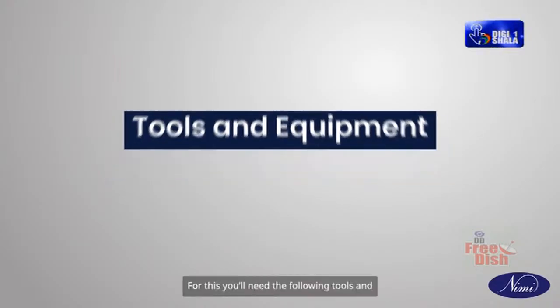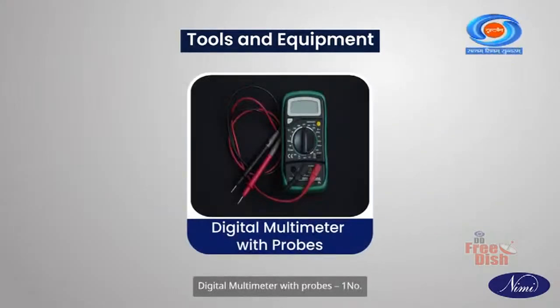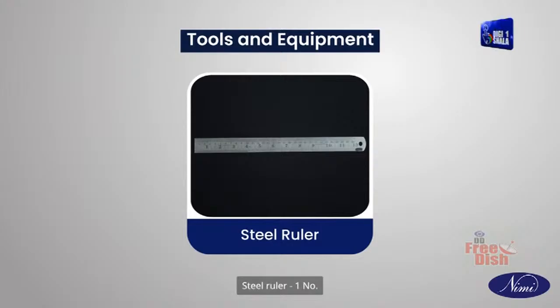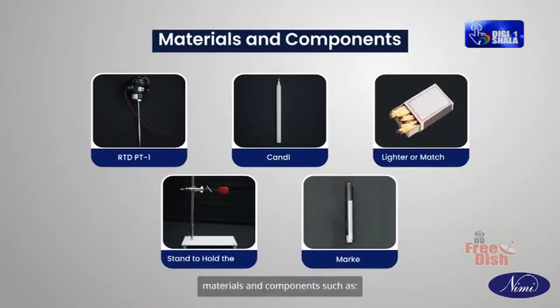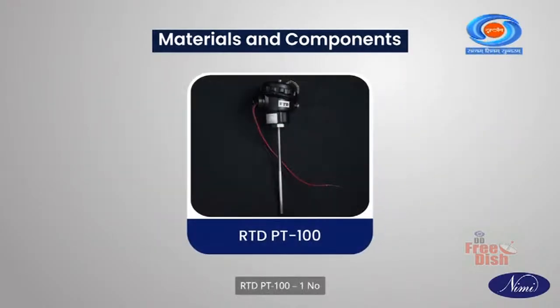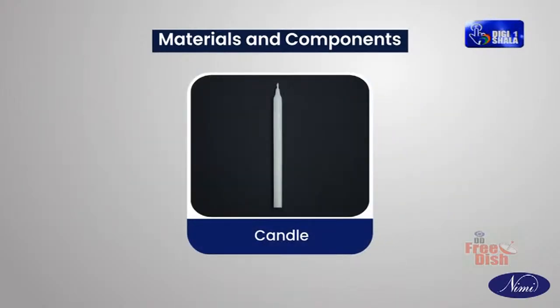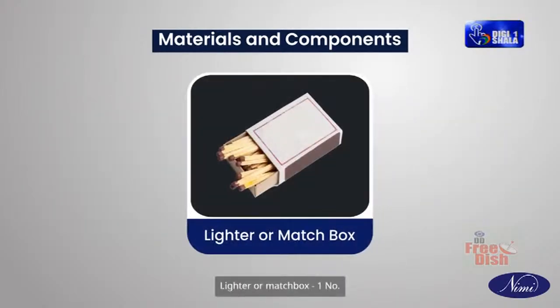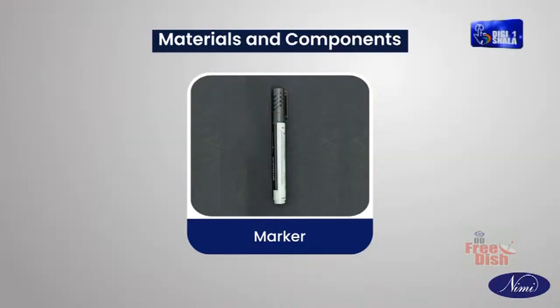For this, you will need the following tools and equipment such as digital multimeter with probes, 1 number, steel ruler, 1 number. You will also require the following materials and components such as RTD PT100, 1 number, candle, 1 number, lighter or matchbox, 1 number, stand to hold the RTD, 1 number, marker, 1 number.